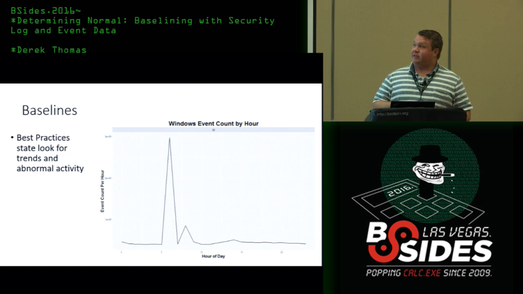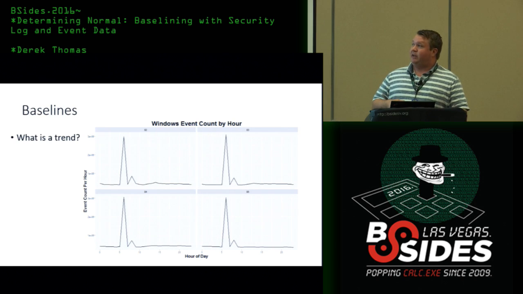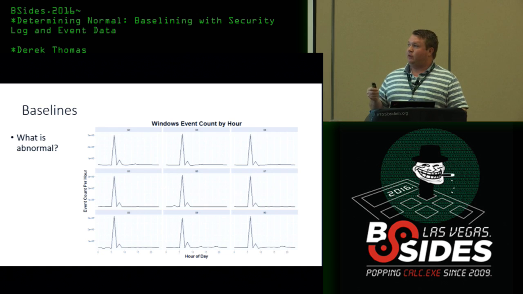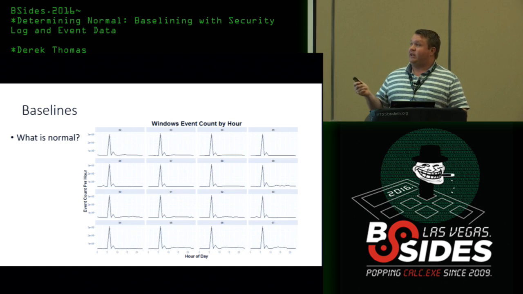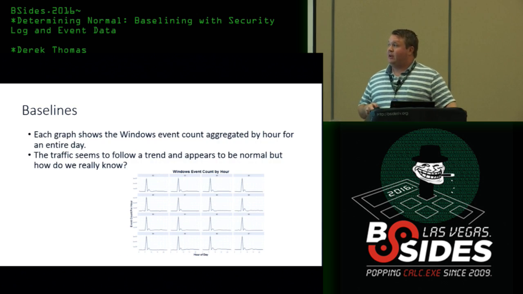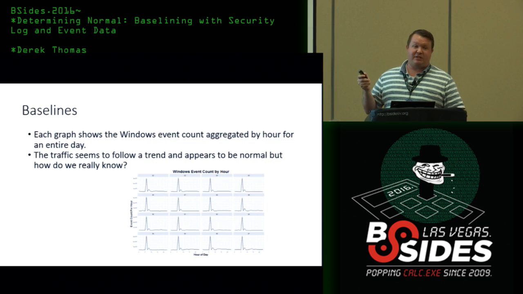So we'll talk about baselines. Like I said, best practices always state look for trends and abnormal activity. Here's an example of just aggregated Windows event count per hour, right? You see a significant spike at 6 o'clock. But is that a trend? Is this even abnormal? And really, what is normal? Those are the things we're going to tackle. Looking at these, you can see that at first it might seem like there's a significant spike and something's going on that's bad. But as you go on, you see that's happening every day. So either that's normal activity or you've been pwned and this has been going on for a very long time.